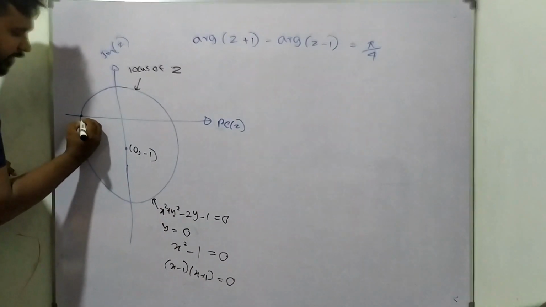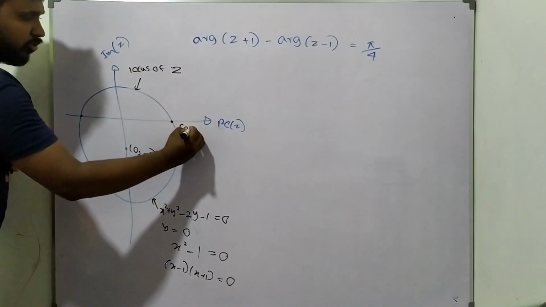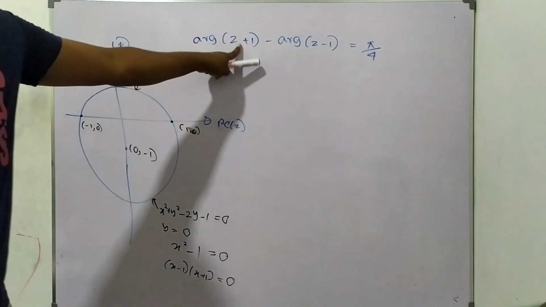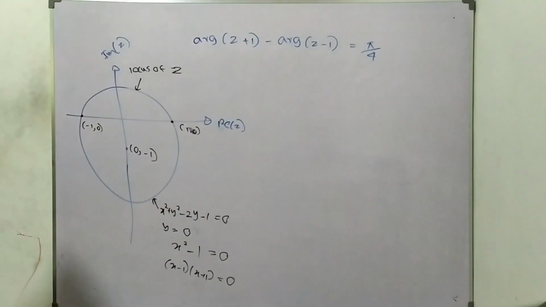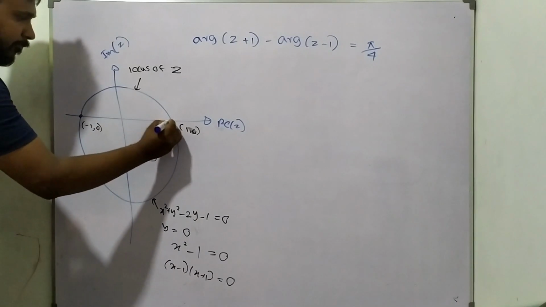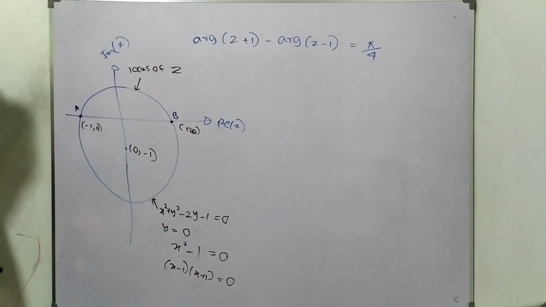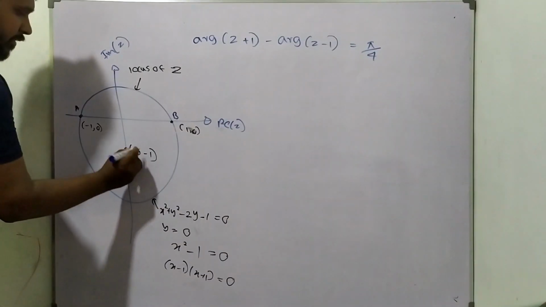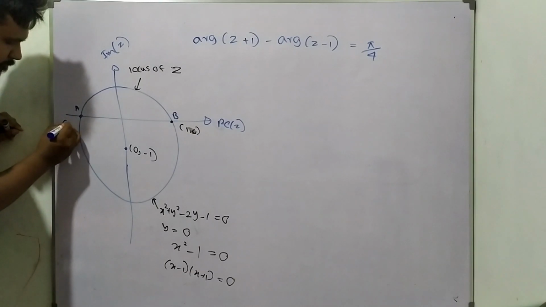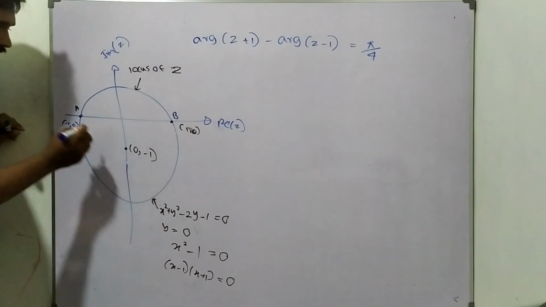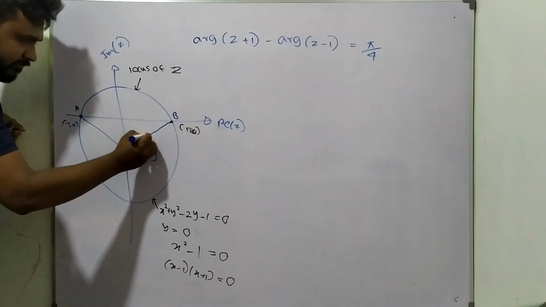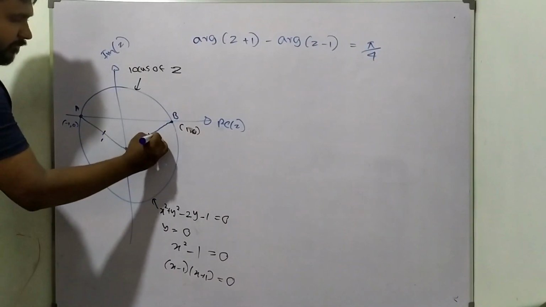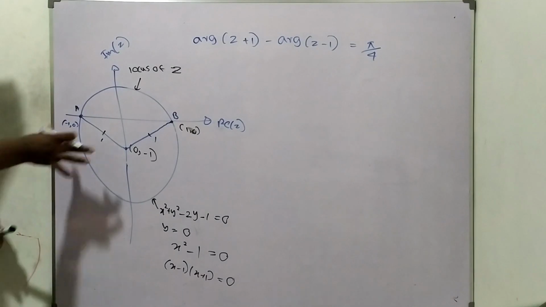So here these are my points (1, 0) and (minus 1, 0), right? So here argument of z plus 1 and argument of z minus 1 mean these are the points A and B. So here this is my center. When I construct a radius also 1.